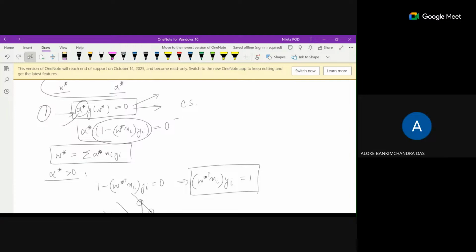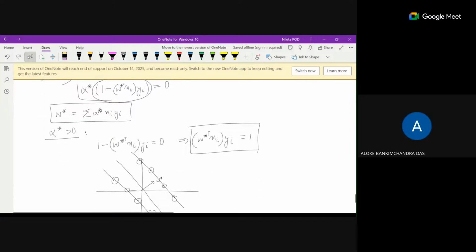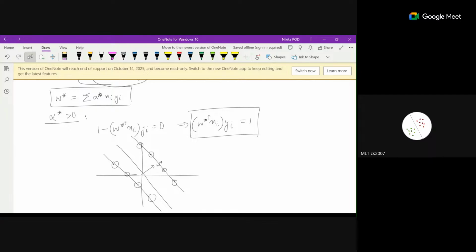NP hard is different. NP hard is something we say for the classification problem. We have the loss function, where we want to minimize the indicator of h of xi not equal to yi. Finding the solution of this loss function, minimizing it, becomes very tough. It cannot be done in polynomial time, so such problems are called NP hard problems.